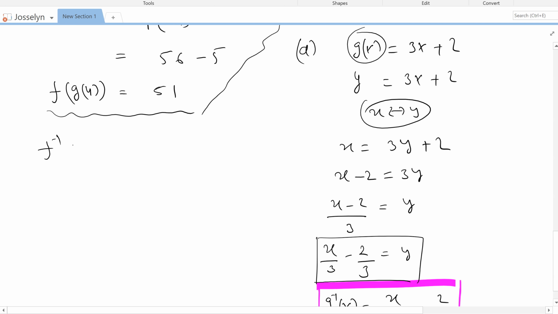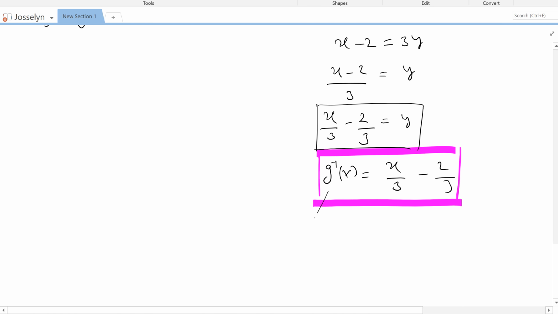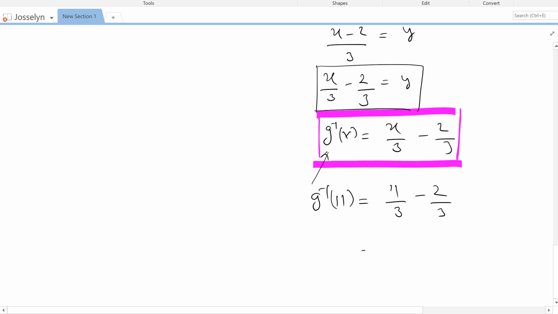F inverse g inverse of 11. Now I substitute 11 in there. G inverse 11 is gonna be 11 divided by 3 minus 2 over 3. My base is already the same, so I write 3 common. 11 minus 2 is 9, so I got 3. So g inverse 11 is 3. I go there and I substitute. Let me write down the whole thing.